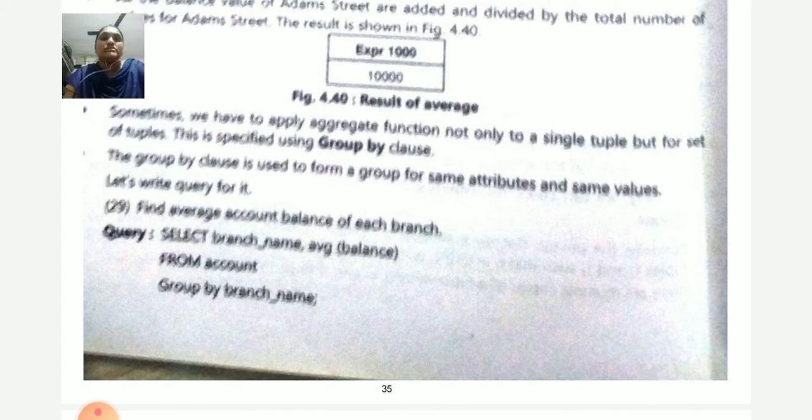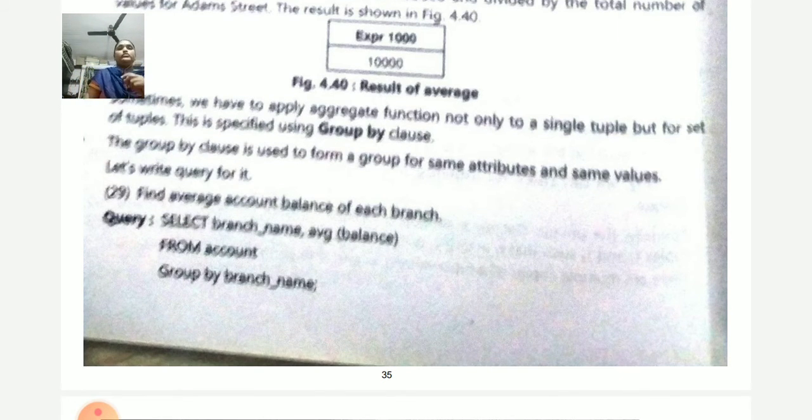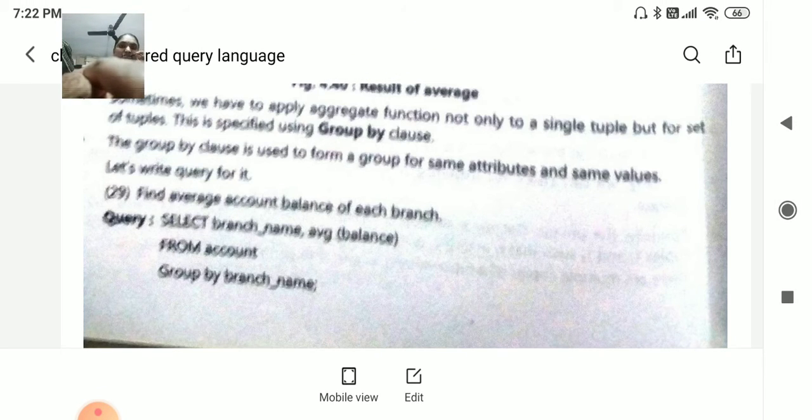The group by clause is used to form a group for the same attribute and same values. Means we use a group by clause to specify the same attribute and same values. Find the average account balance of each branch. For this purpose, see which query is used for finding the average account balance of each branch. Then select branch name comma average balance from account group by branch name.